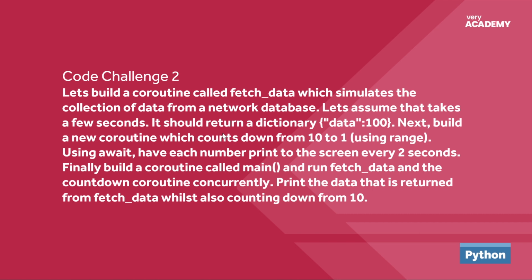Then finally, build a coroutine called main and run fetch data and the countdown coroutine concurrently. So we're going to print the data that is returned from fetch data while also counting down from 10. We're going to have 2 coroutines. One's going to just count down from 10 every 2 seconds, and that's going to appear in the terminal, obviously 10, 9, 8, 7, 6, and so on. And in the meantime, we're also collecting data from a data source, in this case a network database, for example. This establishes the idea that we're performing activities whilst also performing another activity in the background.